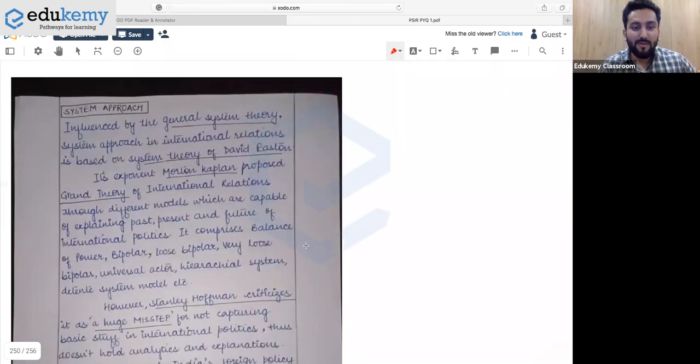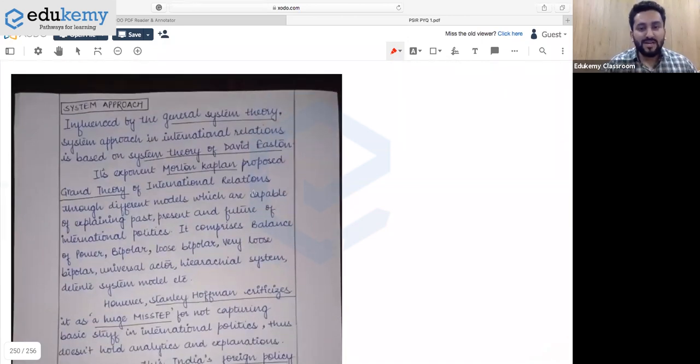Now, coming to the system approach, influenced by general system theory. System approach, first of all, what is general system theory? Can anyone tell me what is general system theory? Now देखिए हो क्या रहा है, मैं क्यों पूछता हूँ आपसे ये चीजें? Why I'm not just explaining.